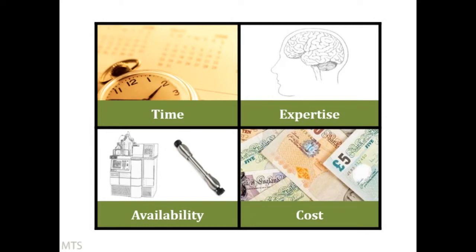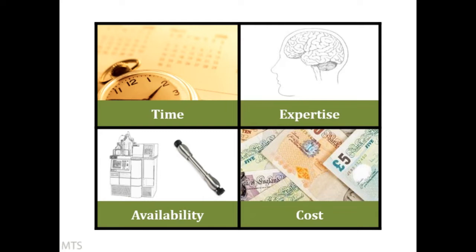So the first one here in this top corner is time. So how much time do you have for it? Is it very urgent? You need it yesterday. You need to find out as quickly as possible what's happening in your sample, so you need a method straight away. Or is it something that you have more time with, you have a plan in place, and you can take your time with, which is less common, let's be honest, but can happen.